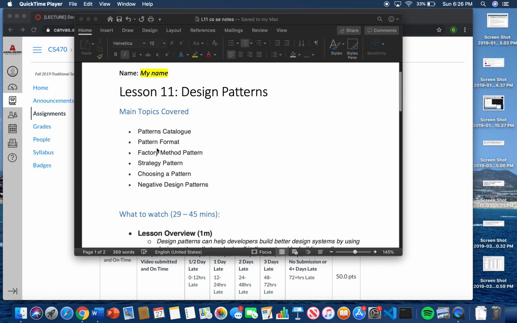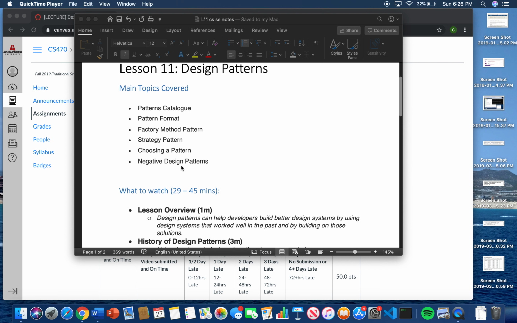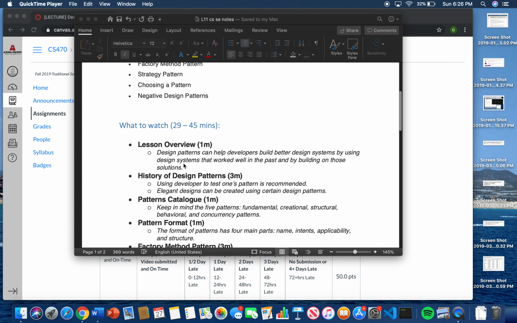So to start off, we looked at the pattern catalog, the format, the factory method pattern, the strategy pattern, choosing a pattern, and negative design patterns. What I learned from the overview is design patterns can help developers build better design systems by using design systems that worked well in the past, and then building on top of them. The history that I found was that using developers to test one's pattern is highly recommended. It can allow for elegant designs being created from these certain design patterns.